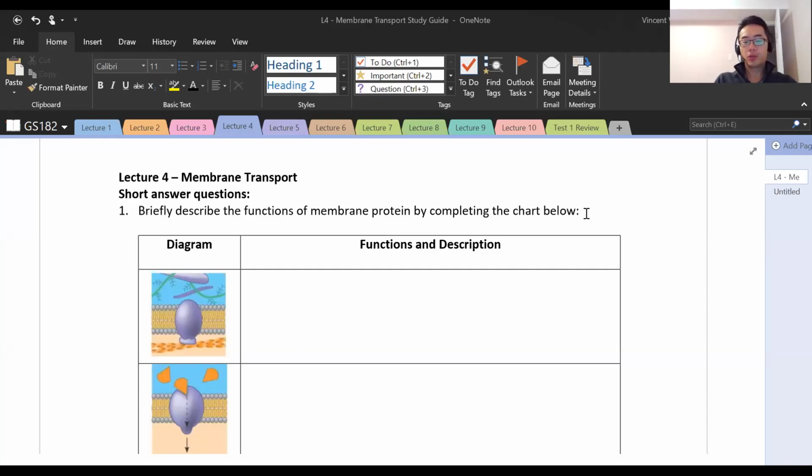Today we will be doing lecture 4, which is the membrane transport. It's a relatively short lesson compared to the other ones. So maybe we'll have some time to review for the quiz next week.